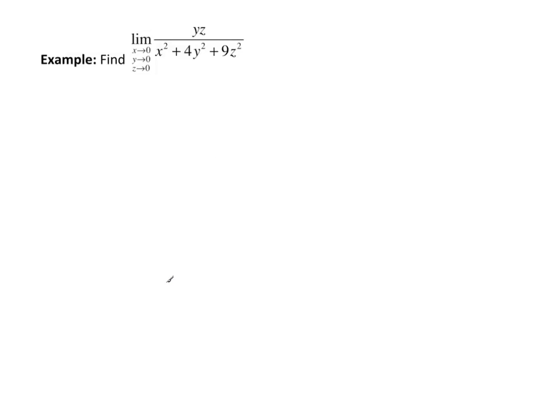Find the limit as x, y, and z go to 0 of yz over x squared plus 4y squared plus 9z squared. Well, first of all, I want to do something with this notation because this can go crazy on us here. So what I'm going to do is let the vector x equal (x, y, z), and let the zero vector equal (0, 0, 0). Simply defining it in 3-space.